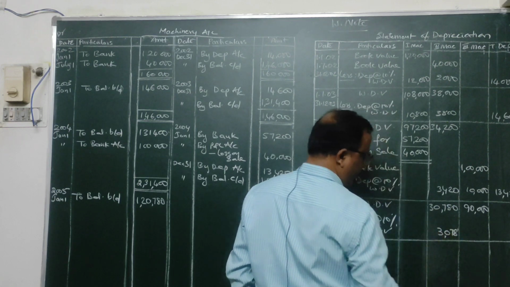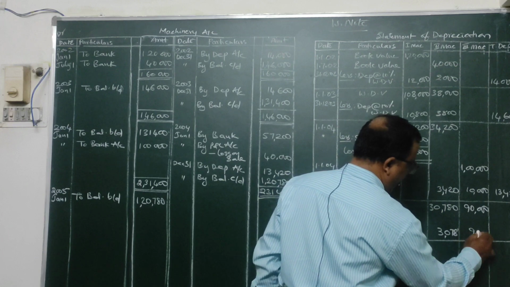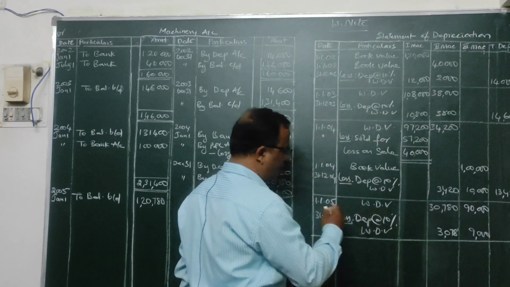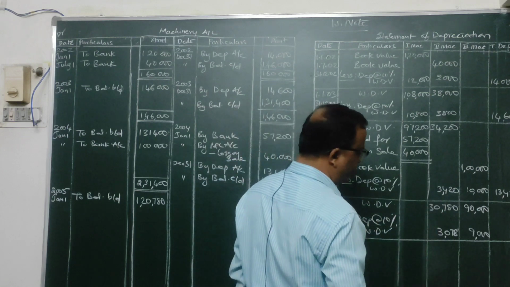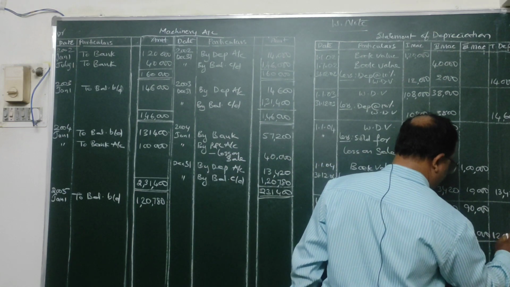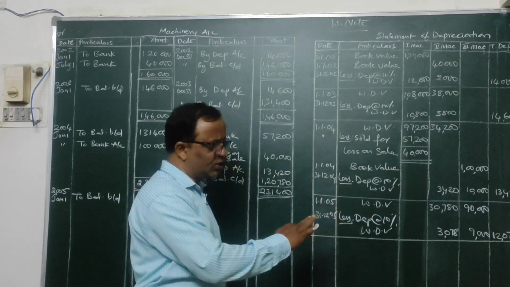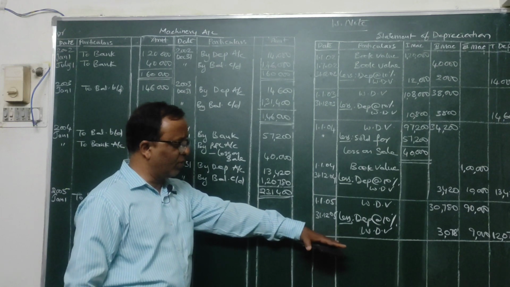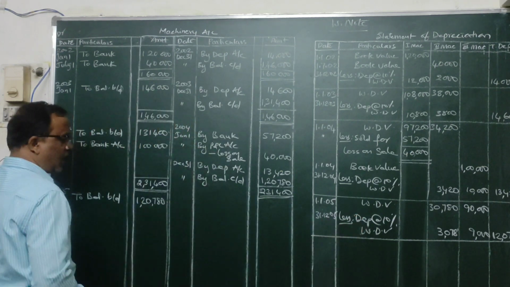It will be 3,078. Similarly on 90,000 at the rate of 10% it will be 9,000, because both the machines are being used for the whole year, for 12 months. So total depreciation will be 12,078 rupees. For 4 years he has asked us to do, so we'll stop doing the problem here. We should account for this depreciation in our account.